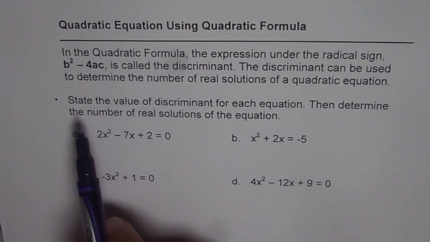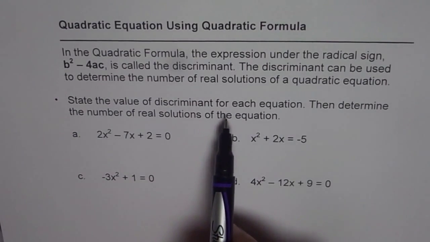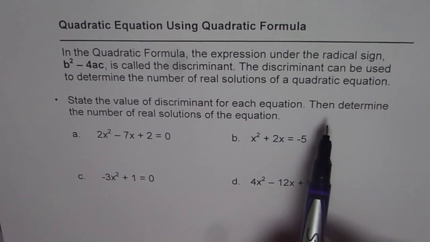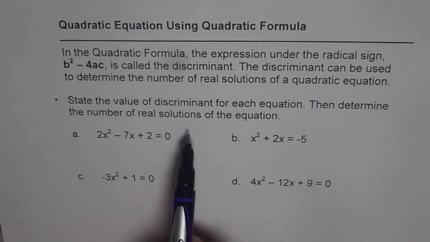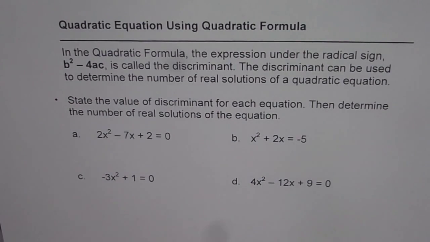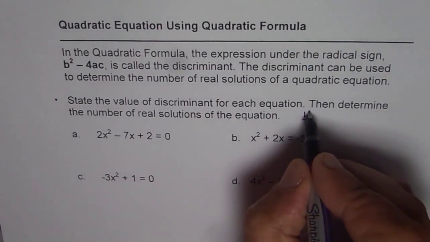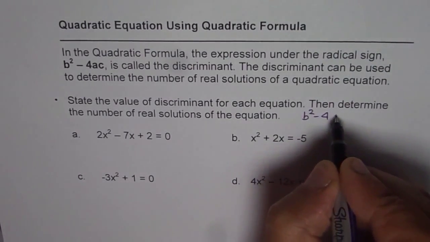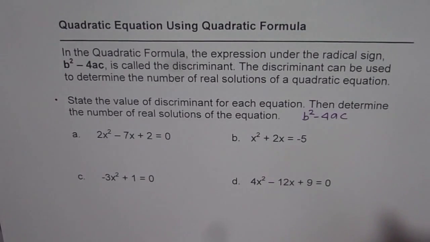It says state the value of the discriminant for each equation, then determine the number of real solutions of the equation. Now, as you know, we'll figure out whether b squared minus 4ac is equal to 0, greater than 0, or less than 0. Based on that, we can find the number of solutions.